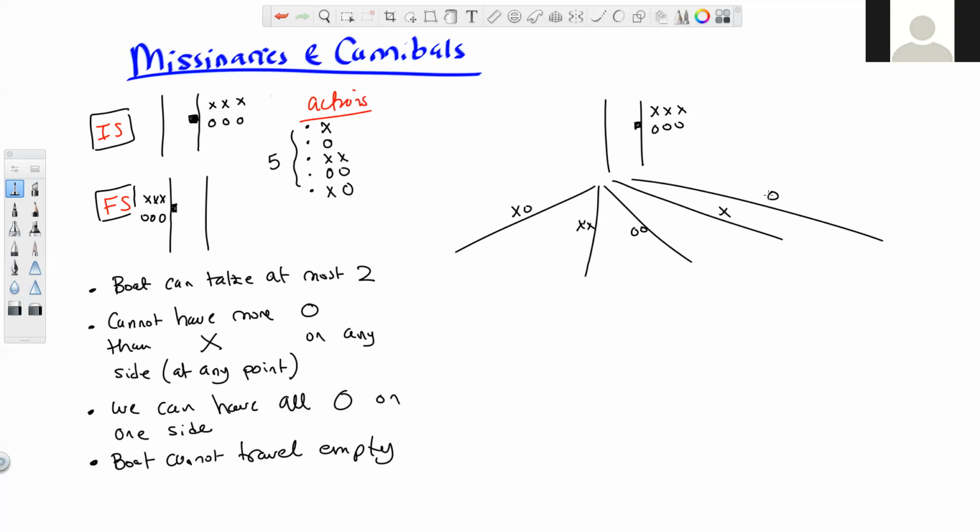And let's see what happens. Now, in this particular case, I'm moving an X and O to the other side. So I'm going to get this situation: XO, the boat here, and the numbers here drop. So I have 2 X's and 2 O's. So the question that we need to talk about now, and we need to raise awareness, is 2 things: the notion of a legal state and the notion of a legal action.